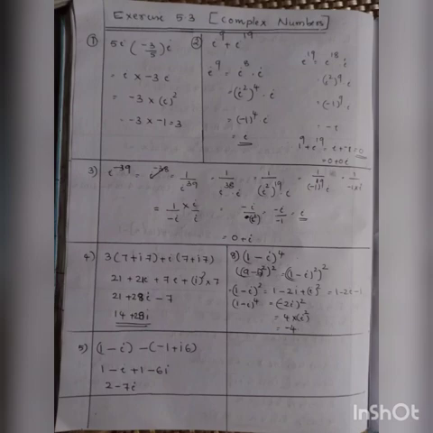So minus square becomes positive. 2 square becomes 4 and I square. I square, what is the value? Negative 1. 4 into negative 1, what will be? Negative 4. So that is the answer for the 8th question.